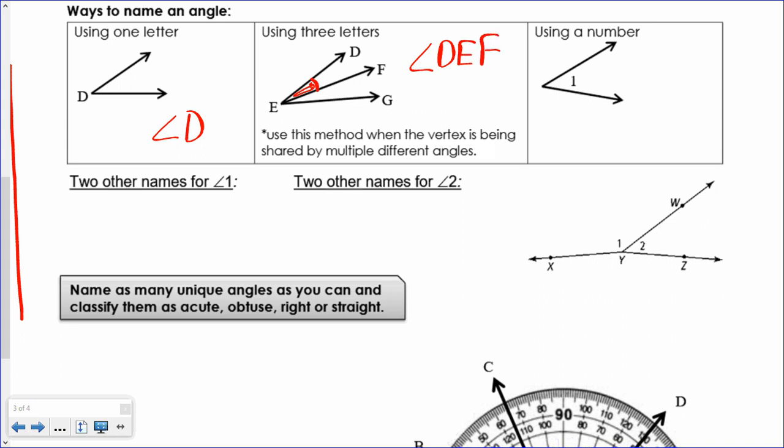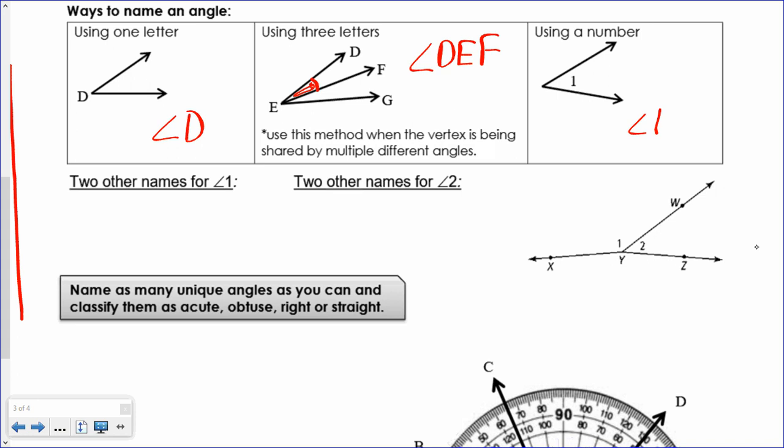The other 2 letters, the other 2 ends of the rays are on the outside part. Now, could I also call it FED? Yes, you could. All right, either of those are valid. And then if they use numbers, you just call it angle 1, whatever number is tucked into the vertex, use that. All right, so for this example right here, what are 2 other names for angle 1?